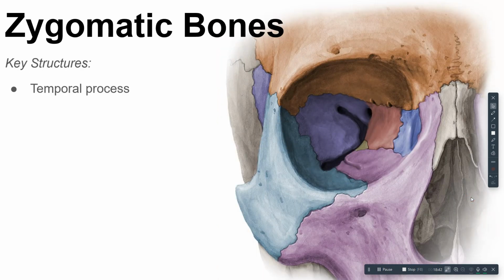All right, final pair of facial bones are the zygomatic bones, the cheek bones in other words. There they are in blue. Notice they're forming a nice chunk of the orbit. And we'll talk about an important structure on the side view called the temporal process.